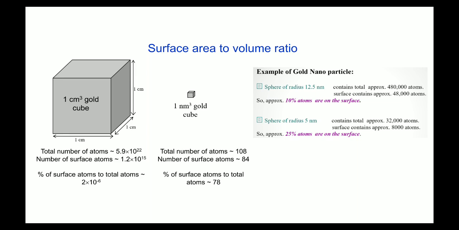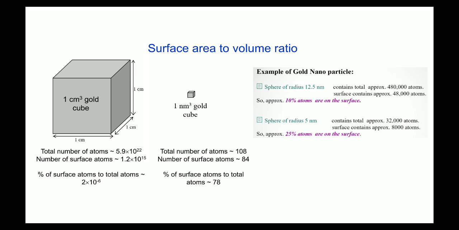What you learn from this is that when you reduce the size of the material from the bulk to the nano, the number of surface atoms on the material becomes very high. Even within the nanoscale, if we are changing the size of the nanoparticle, there is still a huge difference in the number of surface atoms present on the surface. That is the beauty of nanomaterials.